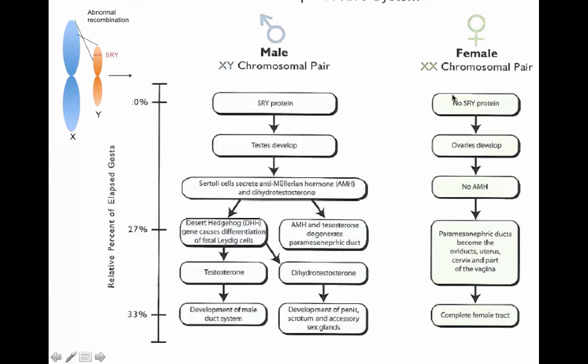However, if that Y chromosome is not present, then you're not going to have any SRY protein. Therefore, in the absence of that protein, you're going to have ovary development, no anti-Müllerian hormone, and you're going to have a complete female tract produced from that situation. So this is the presence or the absence of the SRY protein.